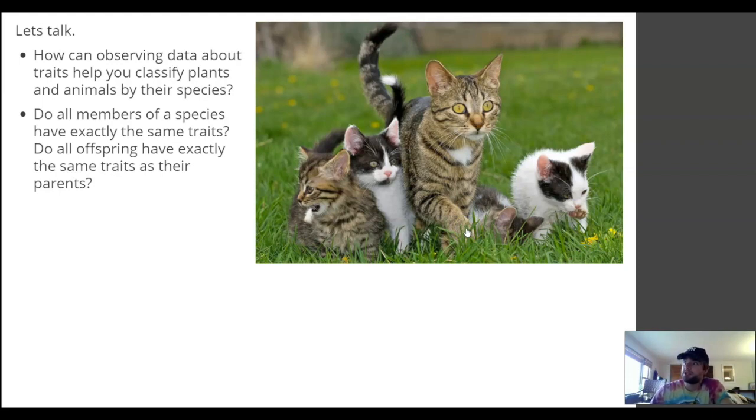But do all members of the same species have exactly the same traits? Well, no, they don't have exactly the same traits. They have similar traits, but there still is some variation or differences in how the cats look and behave. The most obvious difference here is that two of the baby cats have different fur patterns than their parent.